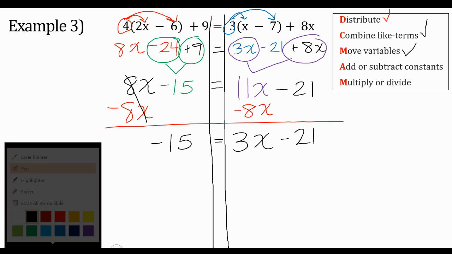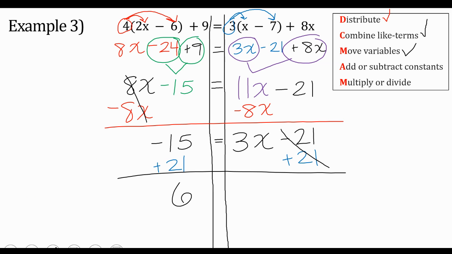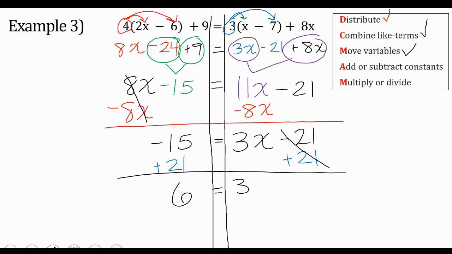Now we're going to add or subtract constants. Goal is to get the variable by itself, so we're going to move the constant that's next to the variable. Let's add the 21 on both sides. These cancel. Negative 15 plus 21 gives us a positive 6. Bring down this 3, not 32. It's definitely not a 2. 3x.